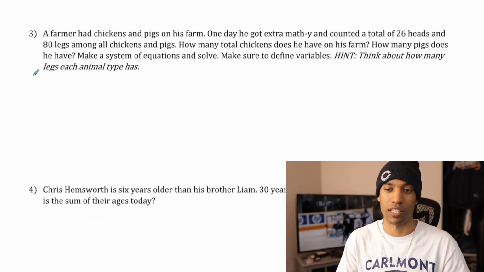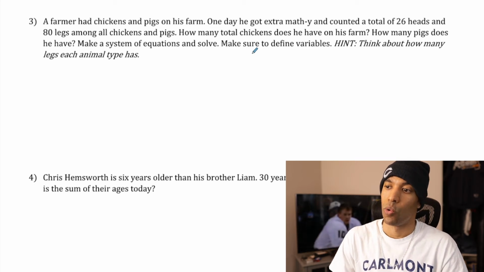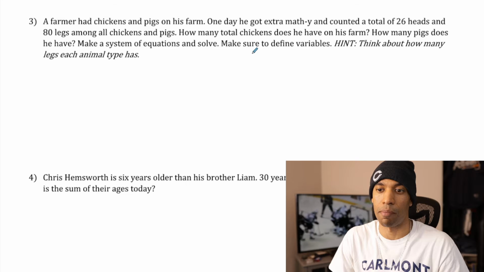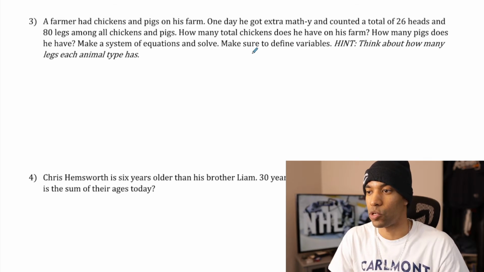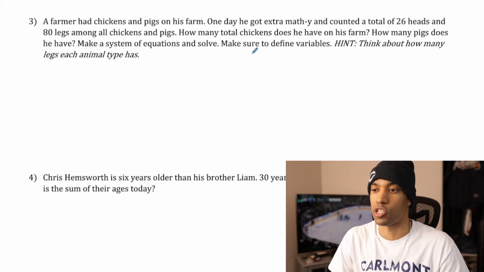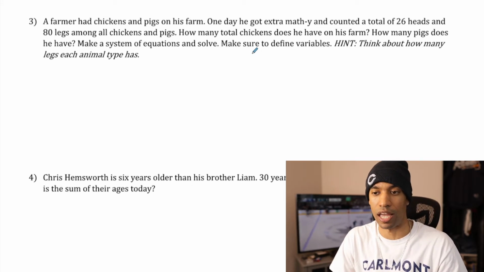There's a reason I'm presenting this one to you, and here it is. A farmer had chickens and pigs on his farm. One day he got extra mathy and counted a total of 26 heads and 80 legs among all chickens and pigs. How many total chickens does he have on his farm? How many pigs does he have? So we have to answer both. Make a system of equations and solve. Make sure to define variables. Hint: think about how many legs each animal type has.